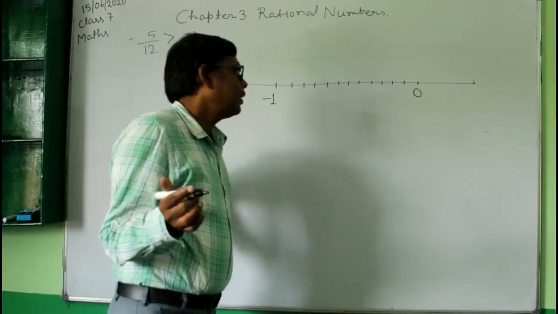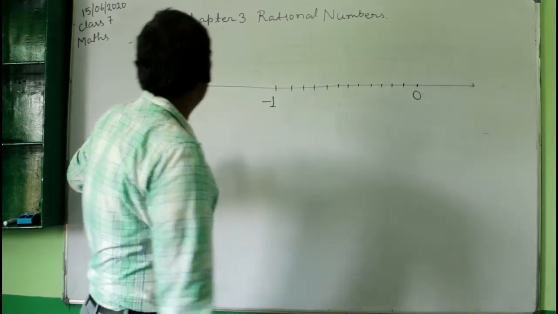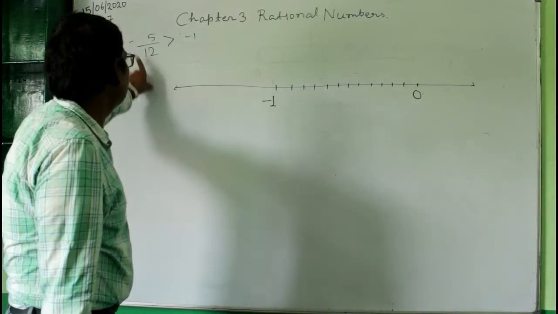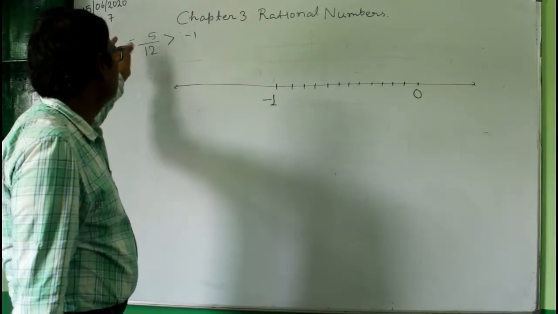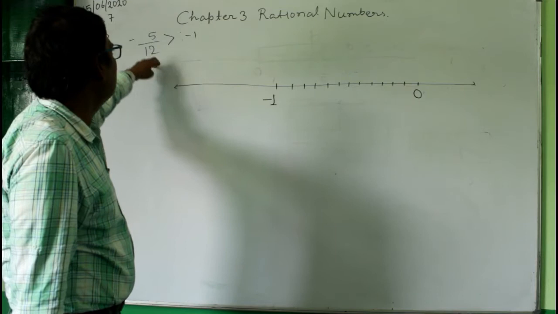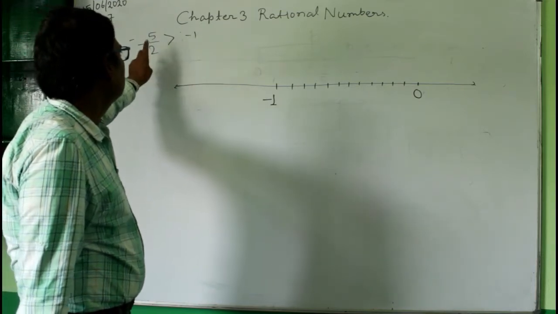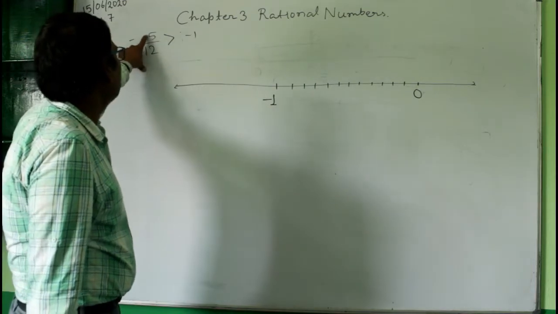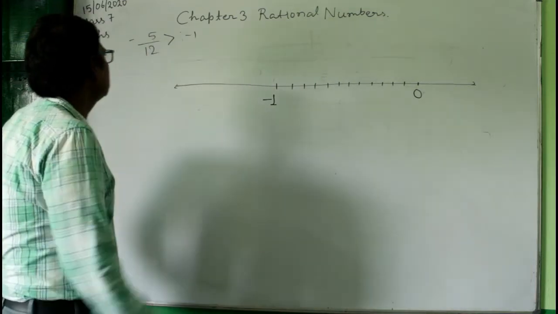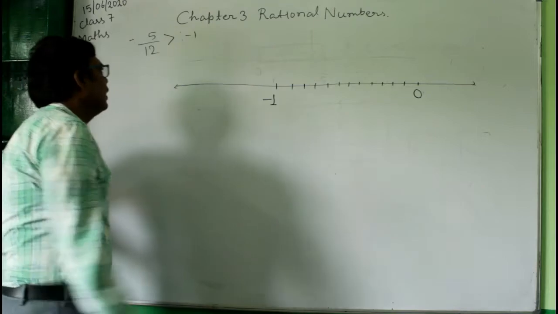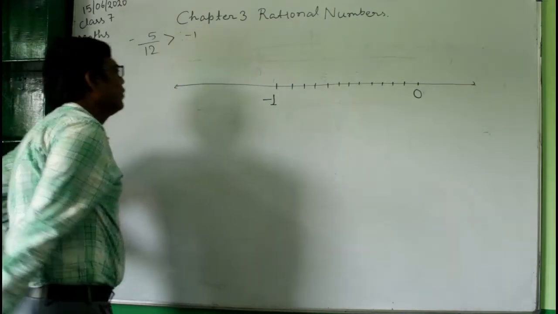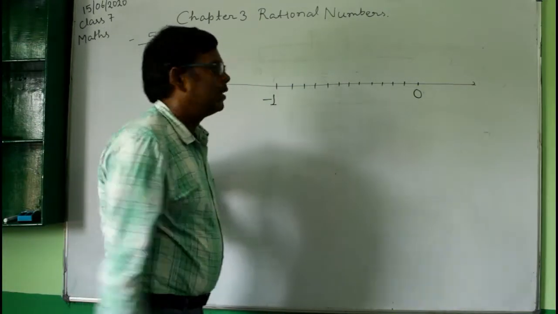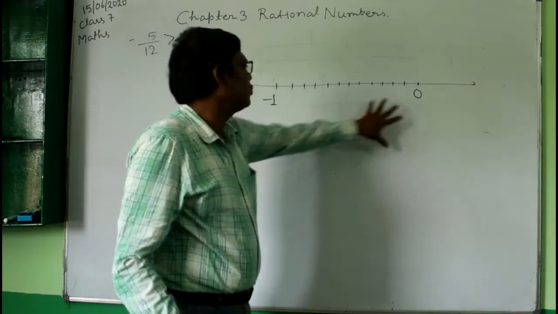Okay, so here I am explaining how you will represent minus 5 by 12 on the number line. Here the denominator is 12 and the numerator is 5. First, this number is more than minus 1, because it is 5 here and this is 12. So this number will be more than minus 1, and since it is negative, it will lie between minus 1 and 0. Now divide this segment into 12 equal parts.